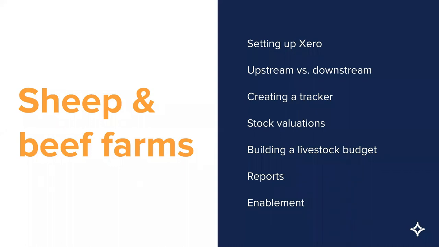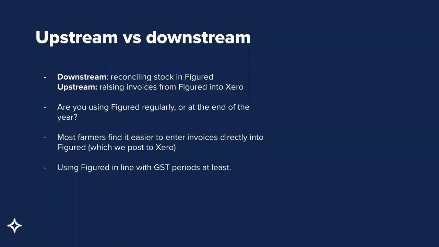Then, we're going to look at upstream versus downstream. So, how you can use Figured and how you can get your clients to use Figured in order to simplify your own workload. Then we're going to go through creating a tracker and we're going to map that on up. We'll touch on stock valuations too. Then we'll look at building a budget specifically for livestock. Then some of the reports, and we'll talk about the enablement that Figured can offer you as well. So let's dive straight into it.